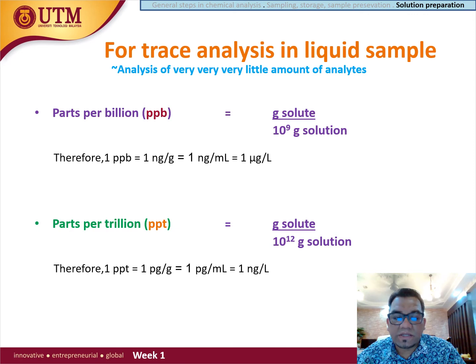What about parts per trillion? Also ppt. This is not commonly used. Normally we are using ppm and ppb. Parts per trillion is 1 gram of solute divided by 1 trillion gram of solution. Therefore, 1 ppt is equal to 1 picogram of solute divided by 1 gram of solution, equal to 1 picogram of solute divided by 1 milliliter of solution, or 1 nanogram of solute divided by 1 liter of solution. It is not commonly used, but you need to know about it.